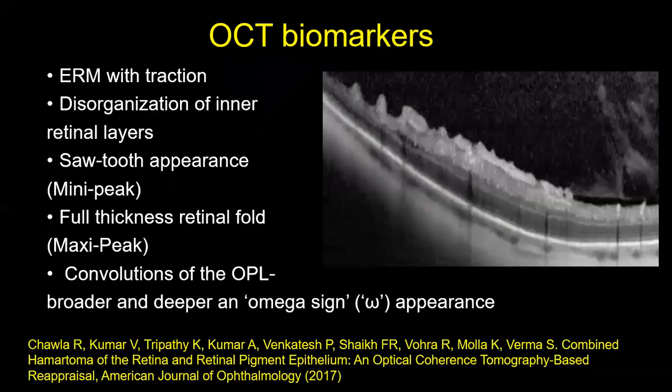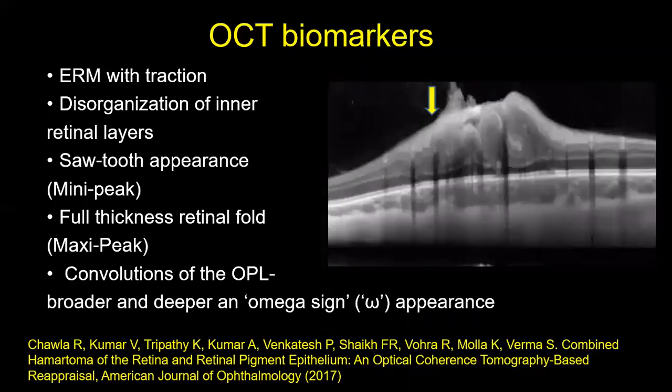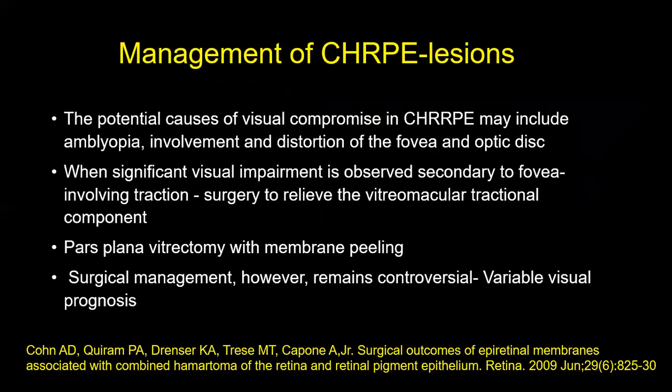The OCT biomarkers include ERM with traction, disorganization of the inner retinal layers, the sawtooth appearance or the mini peak due to the folding of inner retinal layers. When there is full thickness retinal folds, these are called the maxi peak. Convolutions of the outer plexiform layer can give an appearance of omega sign.